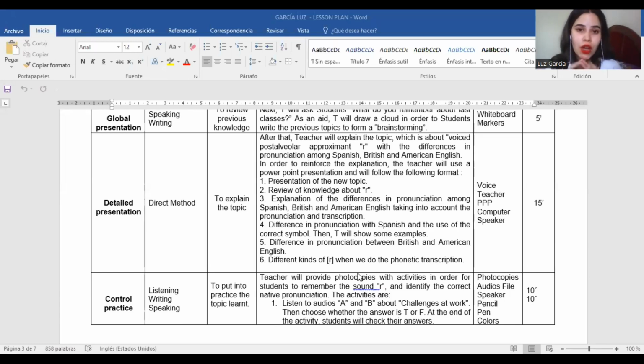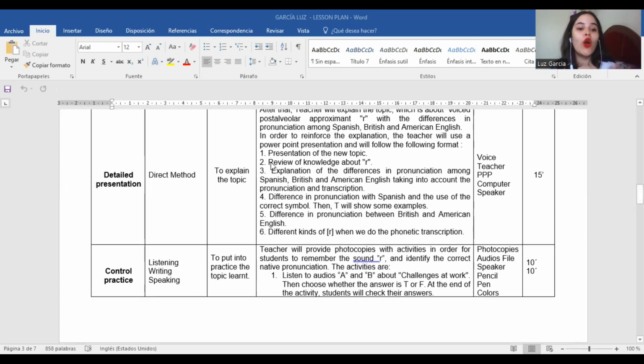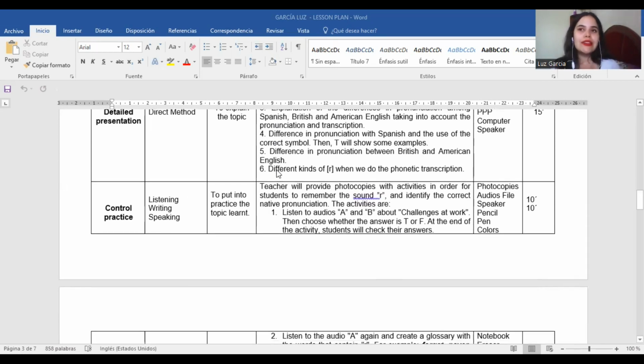Now I'm going to talk about another stage, which in this case is the controlled practice. My aim is to put into practice the topic learned by my students. So I will provide my students photocopies with interactive activities in order for them to remember the sound and identify the correct pronunciation. In this stage, I will give my students two activities.